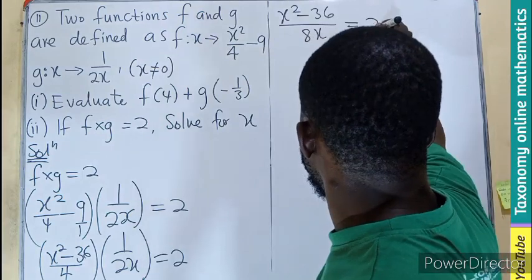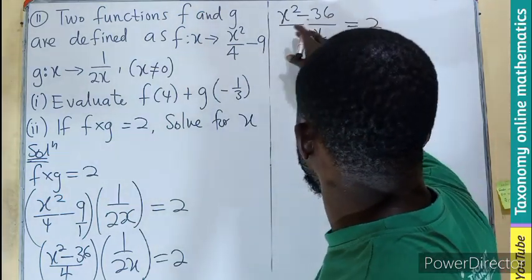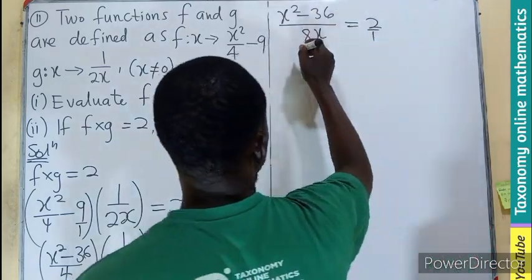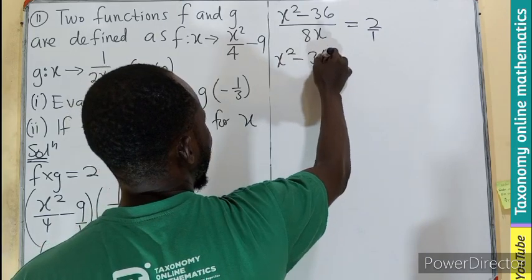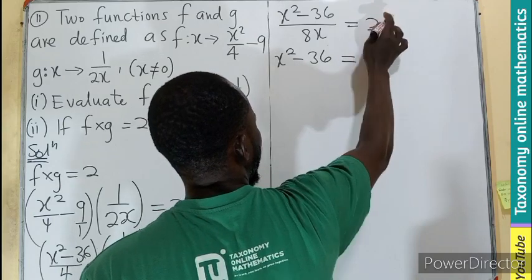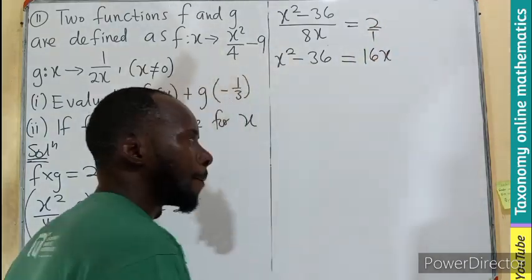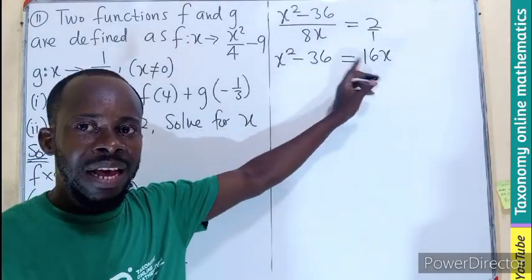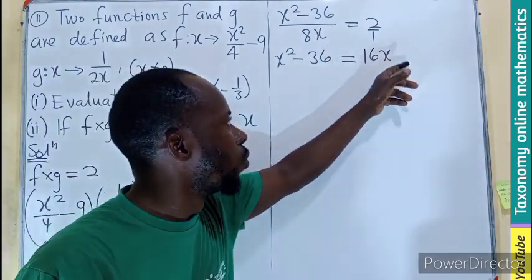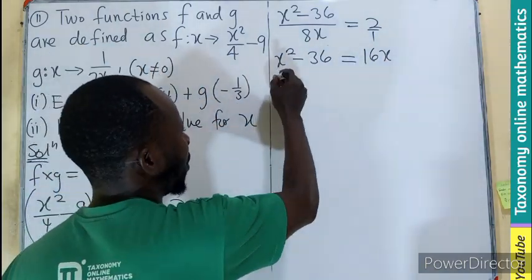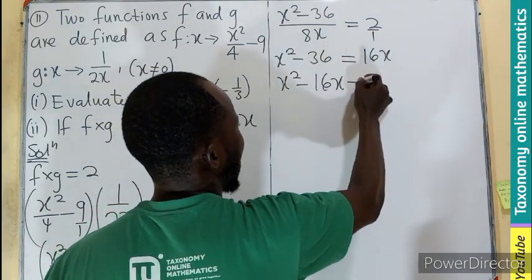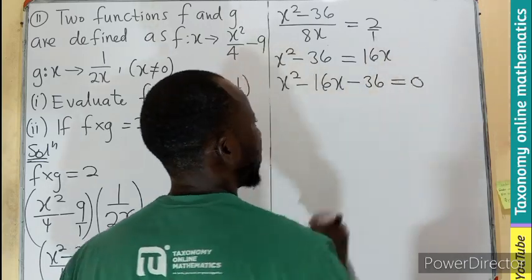We are aware that this is also divided by 1. So we cross multiply, right? 1 is multiplying everything in the numerator to give us x squared minus 36 equals 8x times 2. That will be 16, right? And the x will come. I can see x and a square, so that becomes a quadratic equation. Let's transpose all to the left, meaning x squared minus 16x minus 36 to give us 0.